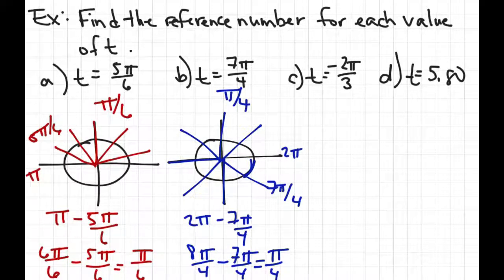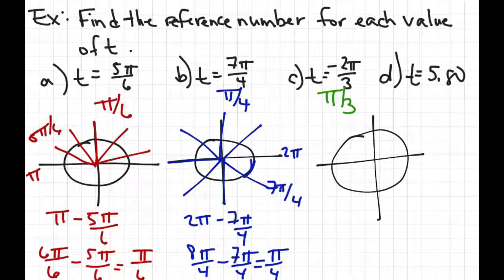All right. C. Negative 2 pi over 3. Well, guess what? The reference angle is pi over 3. It doesn't matter if the original angle I give you is positive or negative. It kind of works the same way. Now, why is it? Okay, so here's my picture. And let's see. Here's negative pi over 3. Remember, that's 60 degrees. So if you go another 60 degrees, here would be negative 2 pi over 3.